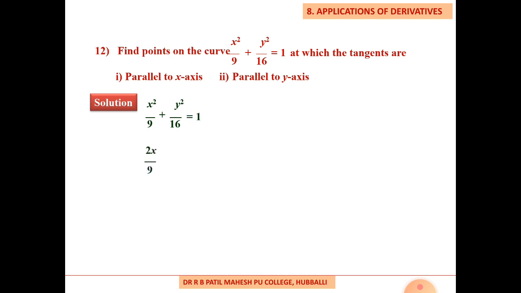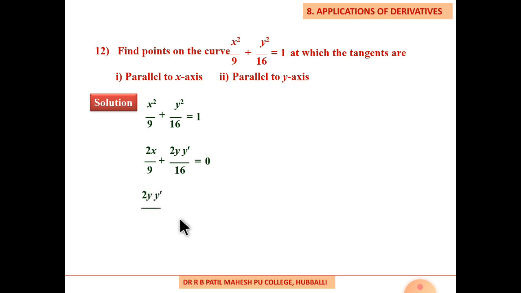Next, differentiate this function with respect to x. We get derivative of x square is 2x. Here 1 by 9 constant term as it is. Here 1 by 16 term as it is. What is the derivative of y square? 2y with respect to y is dy by dx, or you can write in terms of y dash, equal to, right hand side derivative of 1, you get 0.